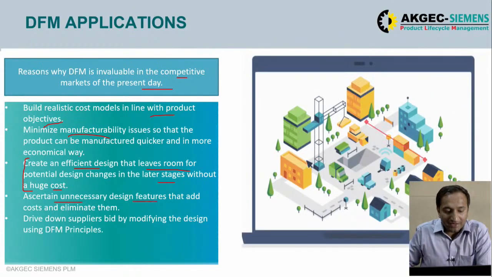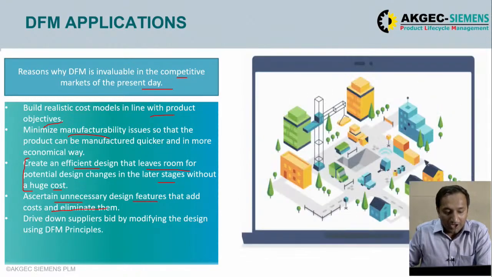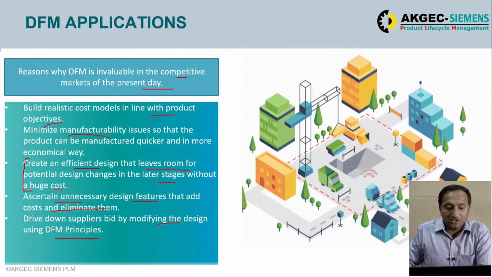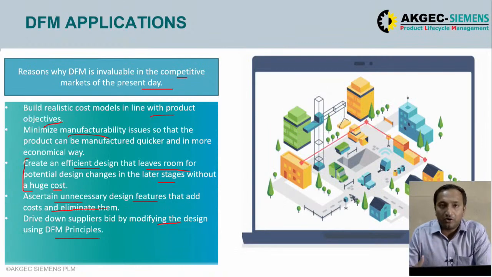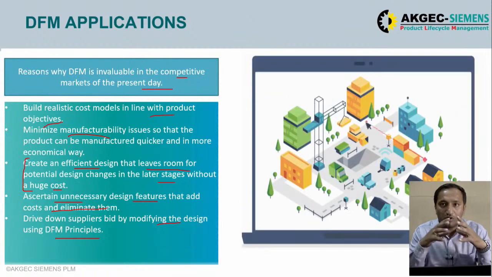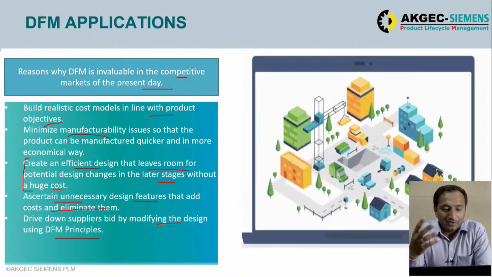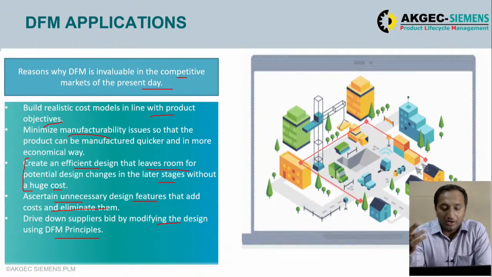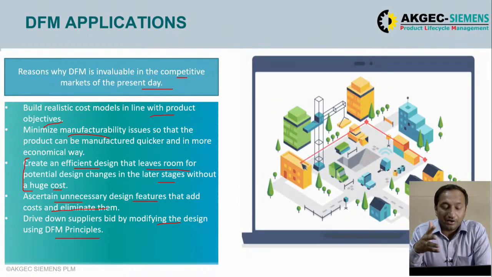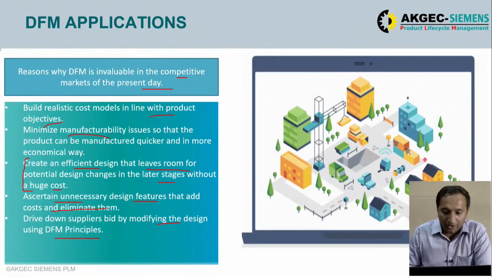Certain unnecessary design features add cost, so we eliminate them. This is one of the applications of DFM. Another is to drive down suppliers' bids by modifying the design using DFM principles. So these are all the applications of design for manufacturing. Now I think you are getting an idea of how design and manufacturing are important for DFM. Now let us see the case study for it.